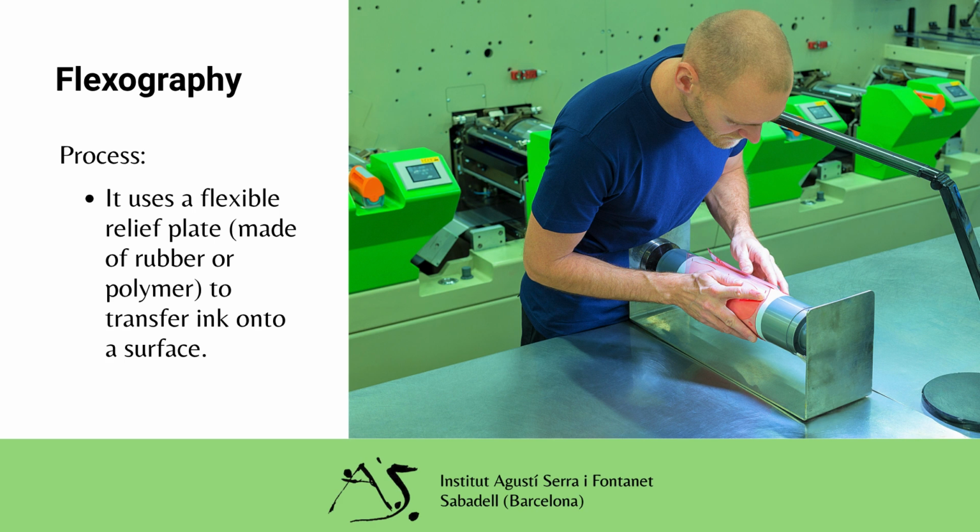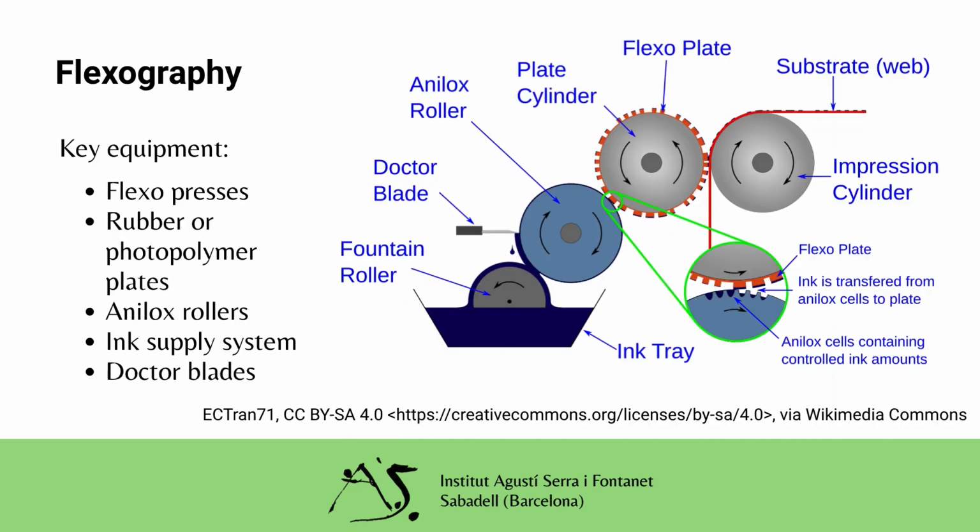Flexography uses a flexible relief plate, made of rubber or polymer, to transfer ink onto a surface. Key equipment. Flexo presses. Rubber or photopolymer plates. Anilox rollers. Ink supply system. Doctor blades.